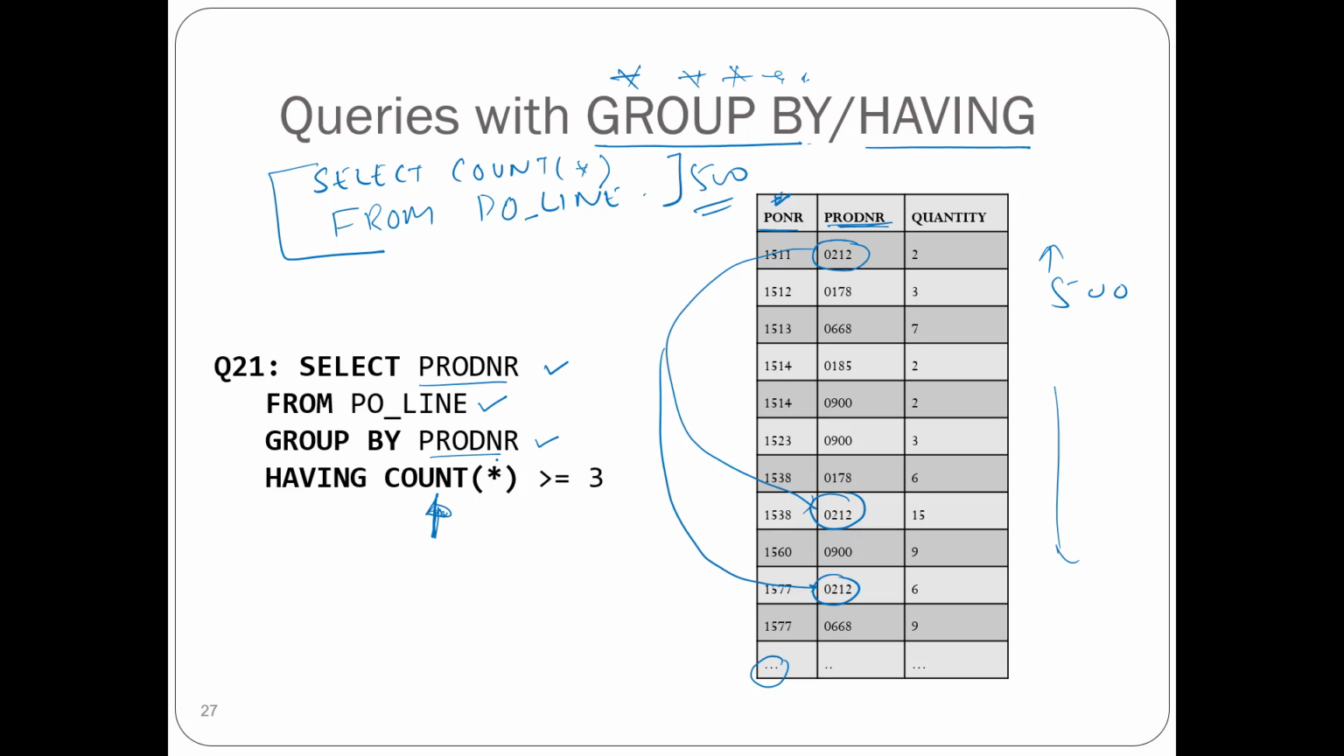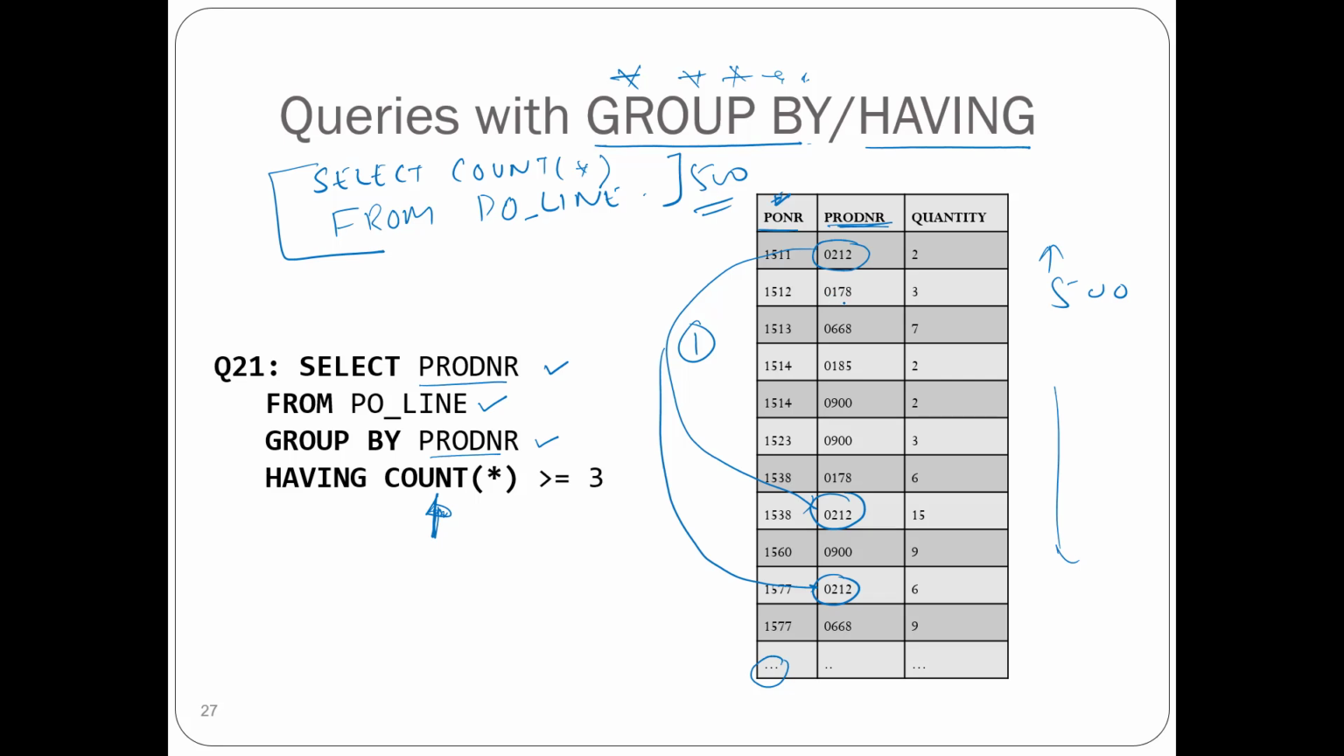It depends on your column. You may use a different column also. Like PO NR can also be used for grouping. So group by may be followed by PO NR, but that will be a different query. Okay. So here in this query, we are grouping by prod NR. So this is one group. Call it group number 1.